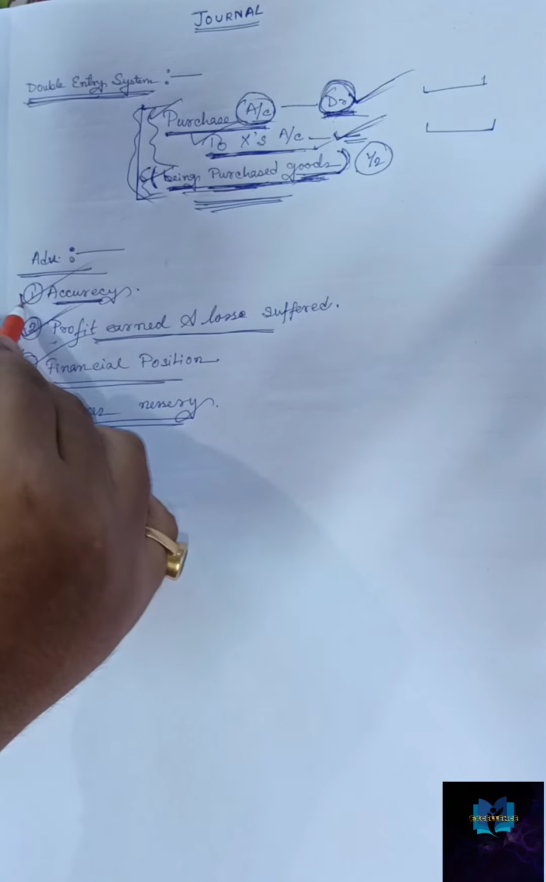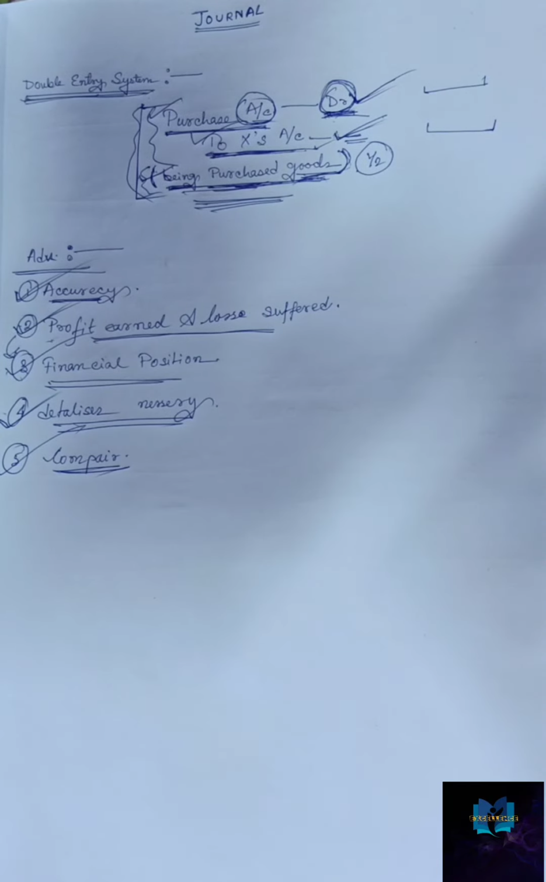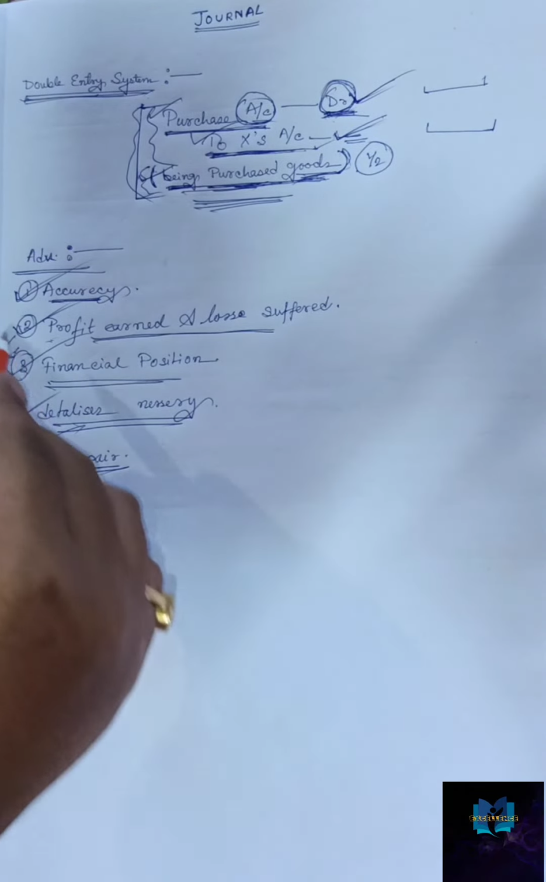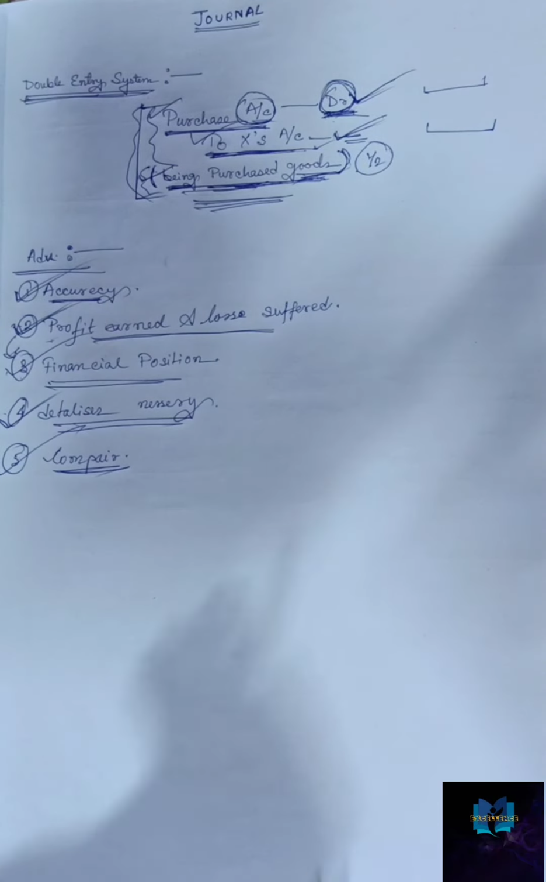Then we come to the double entry system advantages. It gives us the advantage of accuracy, as it is easy to write the journal entries, so accuracy automatically increases. And second, we come to profit earned and loss suffered again.